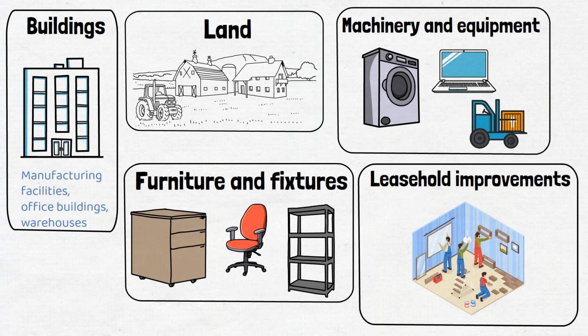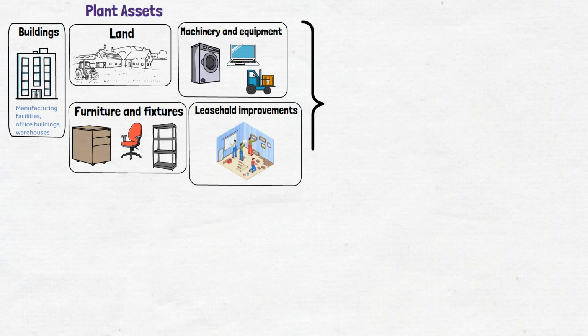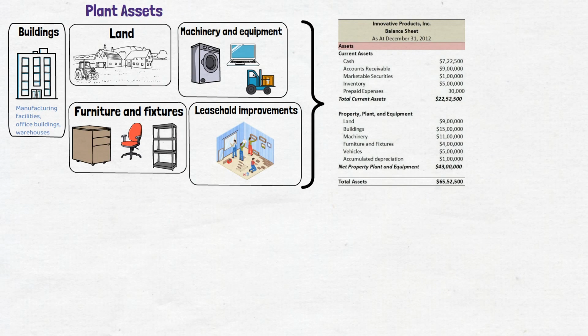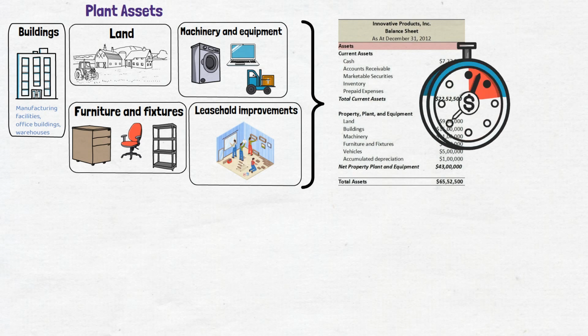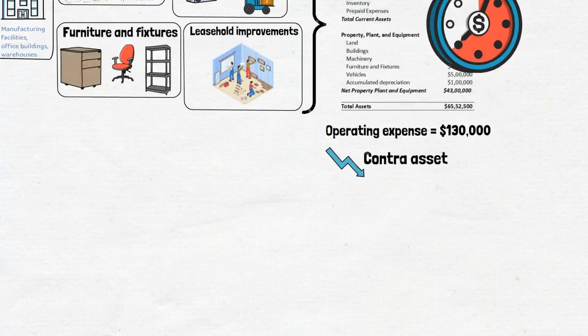Plant assets are recorded on the balance sheet at their historical cost, which includes the cost of acquisition or construction and any additional costs incurred to bring the asset into its intended use. The asset's cost is then depreciated over its useful life, representing the estimated time it will benefit the business economically. The depreciation expense is then recorded on the income statement as an operating expense, and the accumulated depreciation is recorded as a contra asset on the balance sheet.